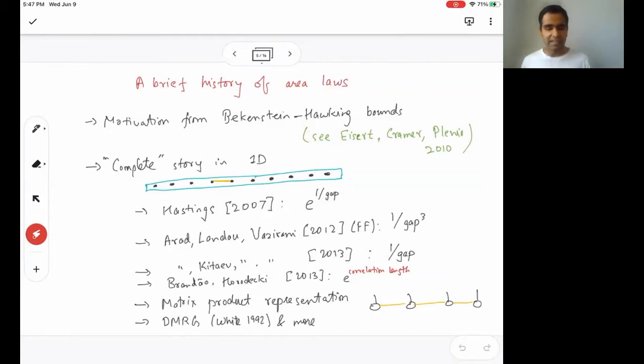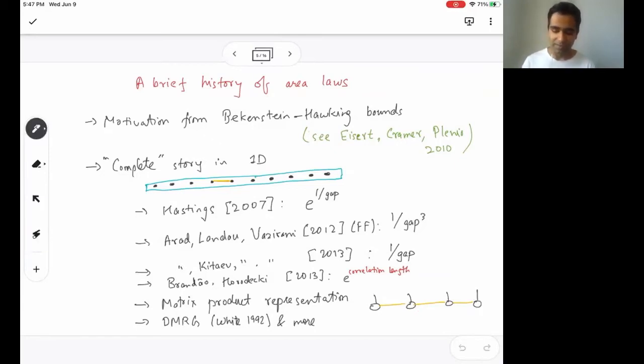Now, the nice thing about this whole business of area law in one dimension is that it leads to a proof that the ground states of gapped Hamiltonians can be written as matrix product states, things that look like this essentially. I won't go into the details of this, but for someone who already knows, this might just be to remind you of that.